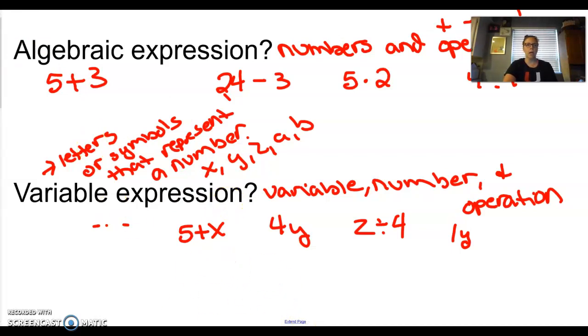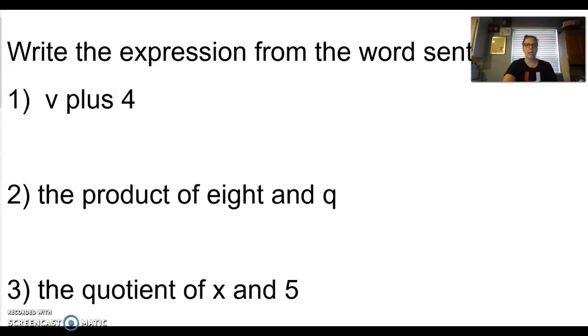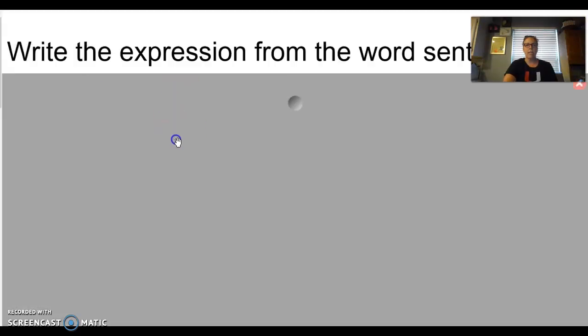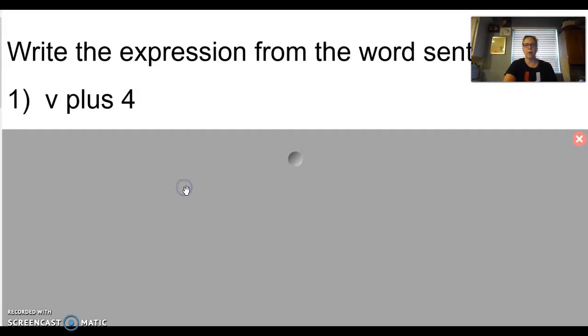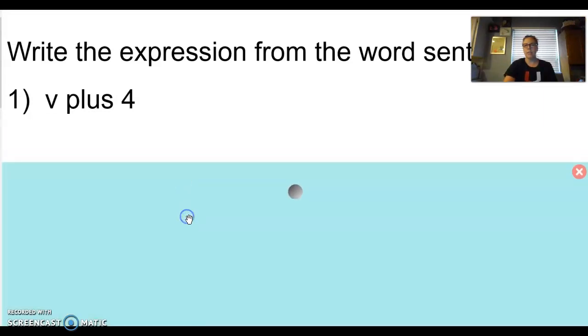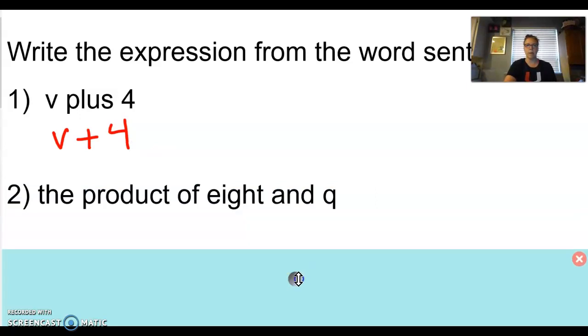So now we're going to talk a little bit about writing an expression. So write an expression. So I want you to put number 1, V plus 4. What that means is it's just V plus 4. You're writing the expression out, okay? We'll just do a few of these examples.